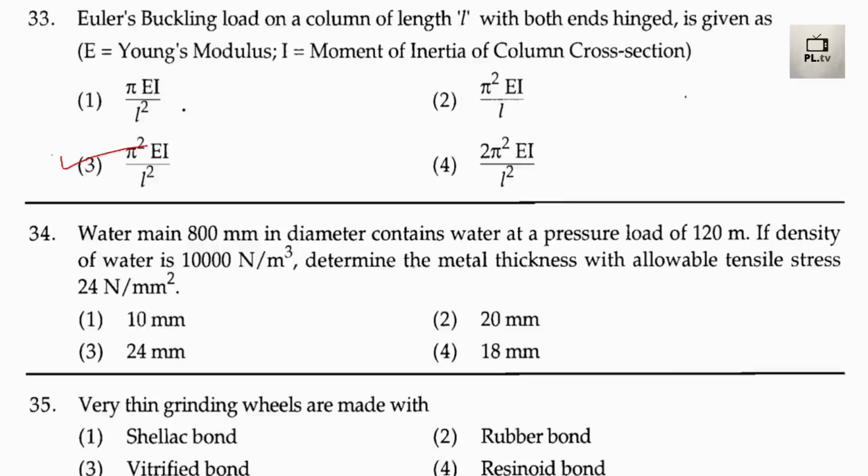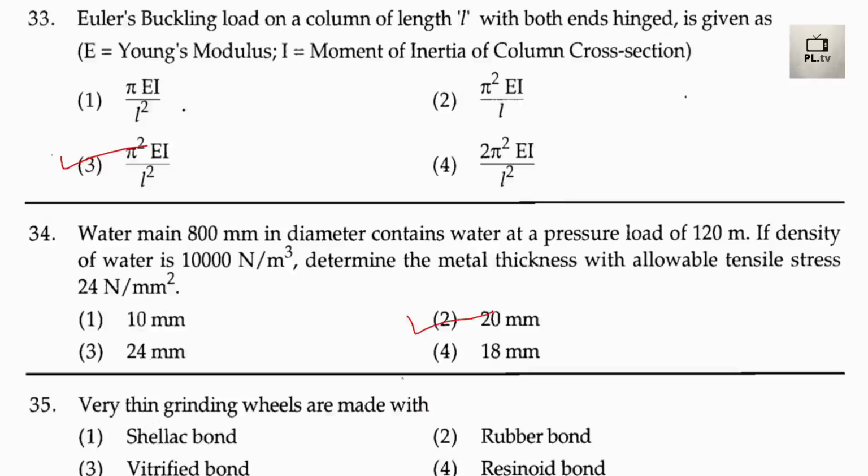A water main 800 mm in diameter contains water at a pressure head of 120 meter. If density of water is 10,000 Newton per meter cube, determine the metal thickness with allowable tensile stress 24 Newton per mm square. So this is actually a question based on hoop stress, that is pressure acting on each and every particle inside the cylinder when water is flowing through it. So we need to find the pressure in the pipe. We simply use the rho gh formula to find the pressure, and then by using the hoop stress formula, which is P into D divided by 2 into thickness, we can find the metal thickness, which is around 19.6 or 19.68 mm. The correct option is 20.